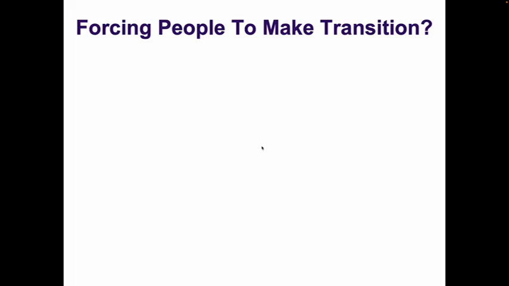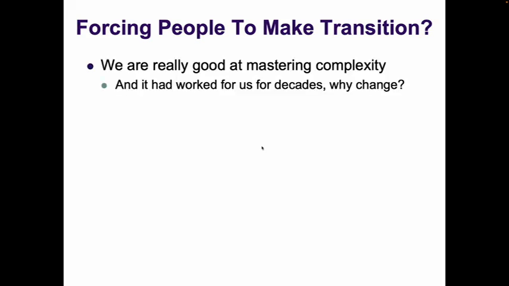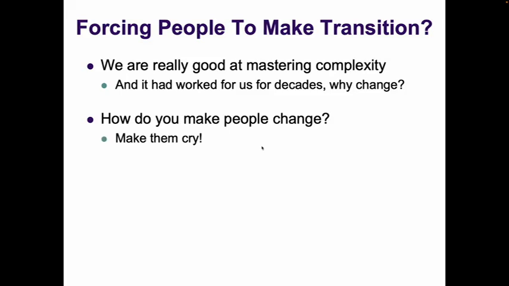So how do you force people to make the transition from, I'm a master of the universe, I can figure out how to get this done, why do I need simplicity? We're really good at it. The people who ran networks, they were really good at it. It wasn't that the networks were failing, and it had worked for us for decades. How do you get people to change? So in general, how do you make people change? There's one very simple way to do it, which is you make them cry.